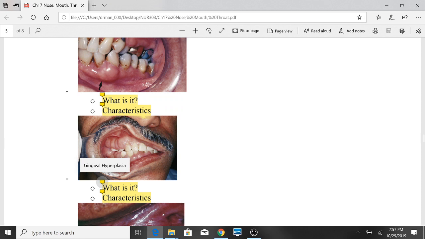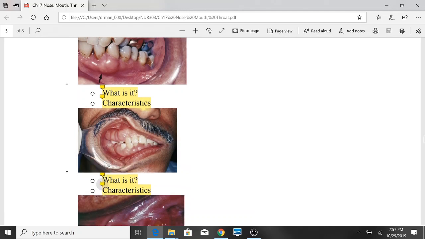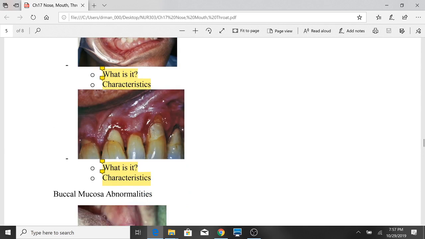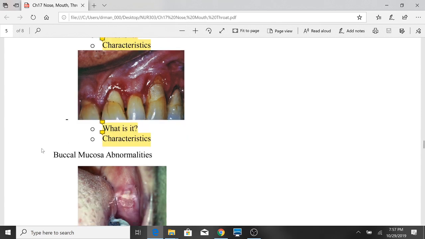And this is gingival hyperplasia, I think. Yeah, gingival hyperplasia. It's swollen gums, really. This is kind of easy. Gingivitis. Basically, you've got inflammation and bleeding, really.